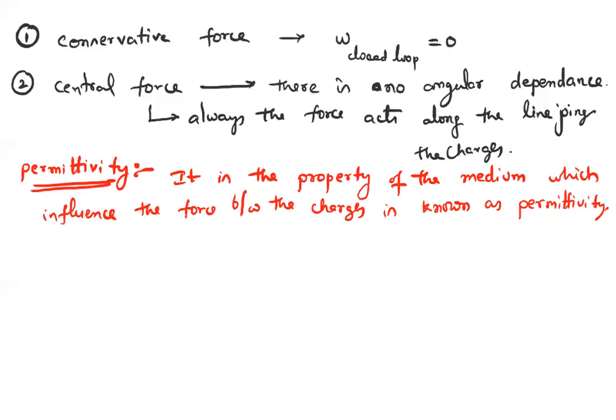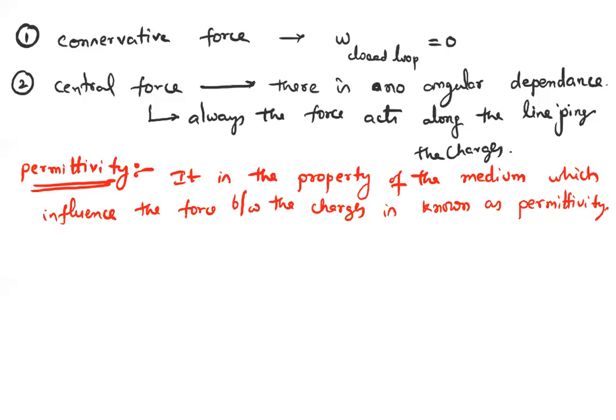Permittivity means it influences. That means gravitational force does not depend upon the medium between the two masses, but electric force depends upon the medium between the two charges. Therefore, we have to define a quantity that is called relative permittivity.